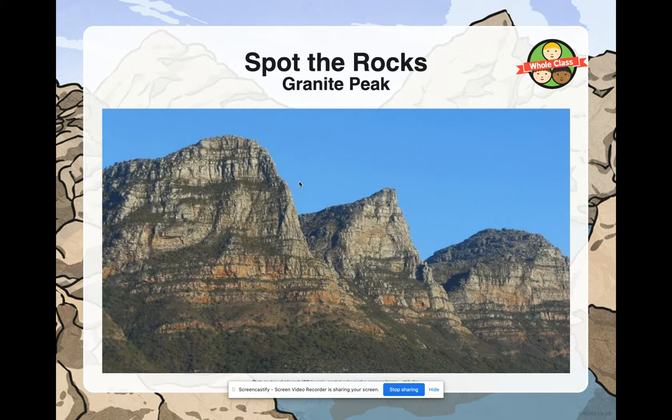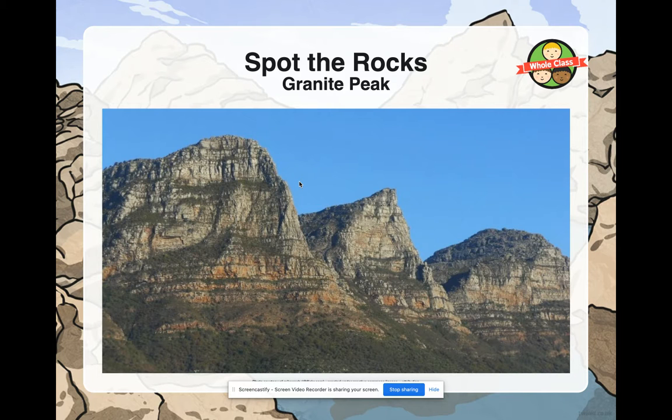And let's take another one, Granite Peak. Where do you think the rocks are here on Granite Peak? I think this is the easiest one yet. So go ahead and write your answers down in your notebook.